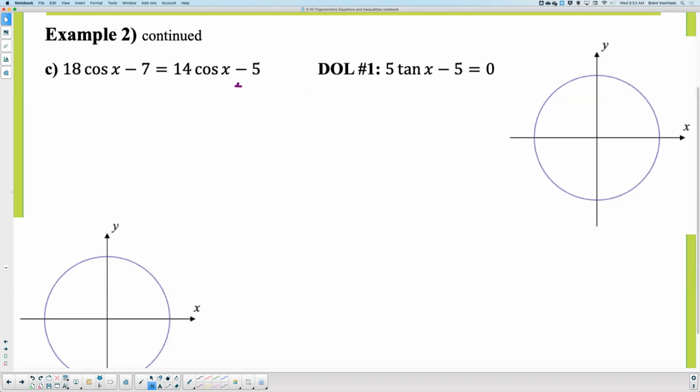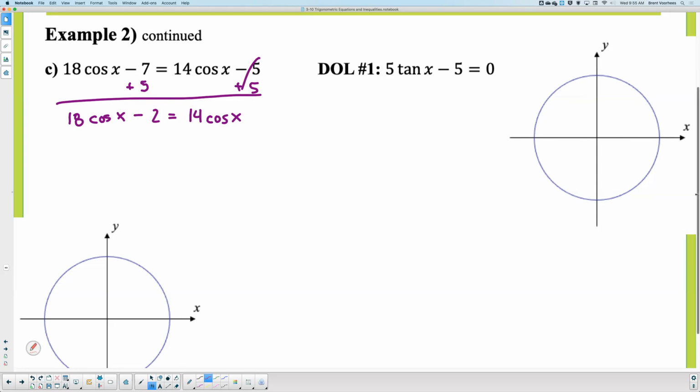She wants to add 5 to both sides. Okay, I'm fine with that. Let's add 5 to both sides. All right, so now I have 18 cosine x minus 2 equals 14 cosine x. What do you think we should do now? Nope. You could do that because it is multiplying, but there's another thing we can do. You wanna do the inverse of cosine?